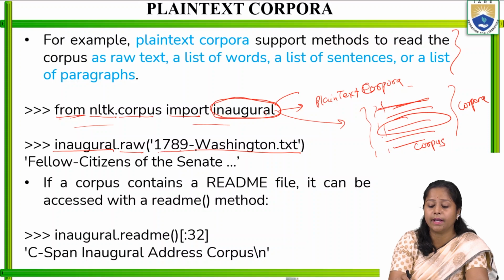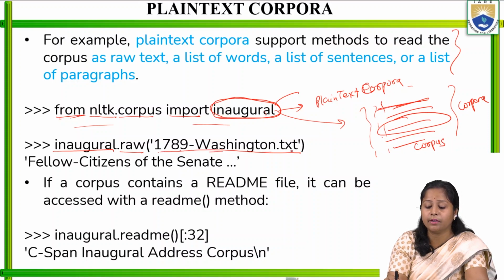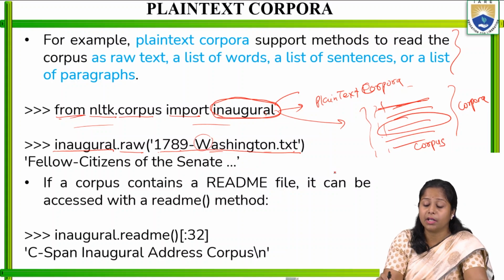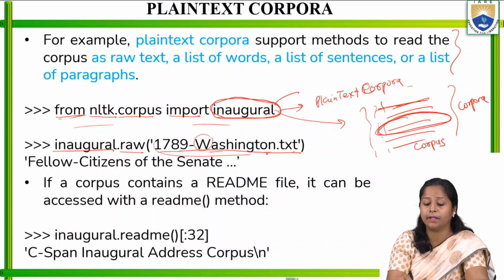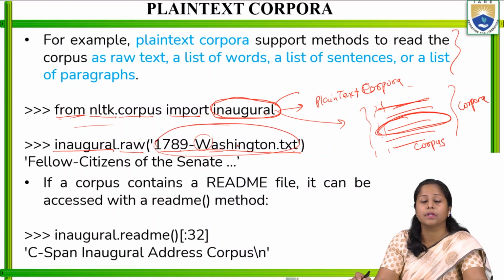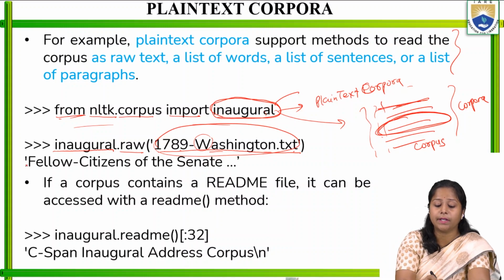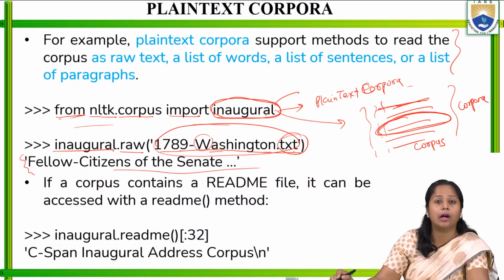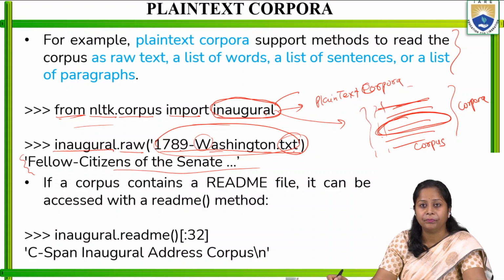So 1789 dash Washington.txt. W is capital here. So that is the name of the corpus. Whatever is listed here, the same name should be written in these double quotes or single quotes. So now by this function it will be called, and in the very next line it is going to give the output. So whatever is in this text document, it is going to be shown in the output, right?